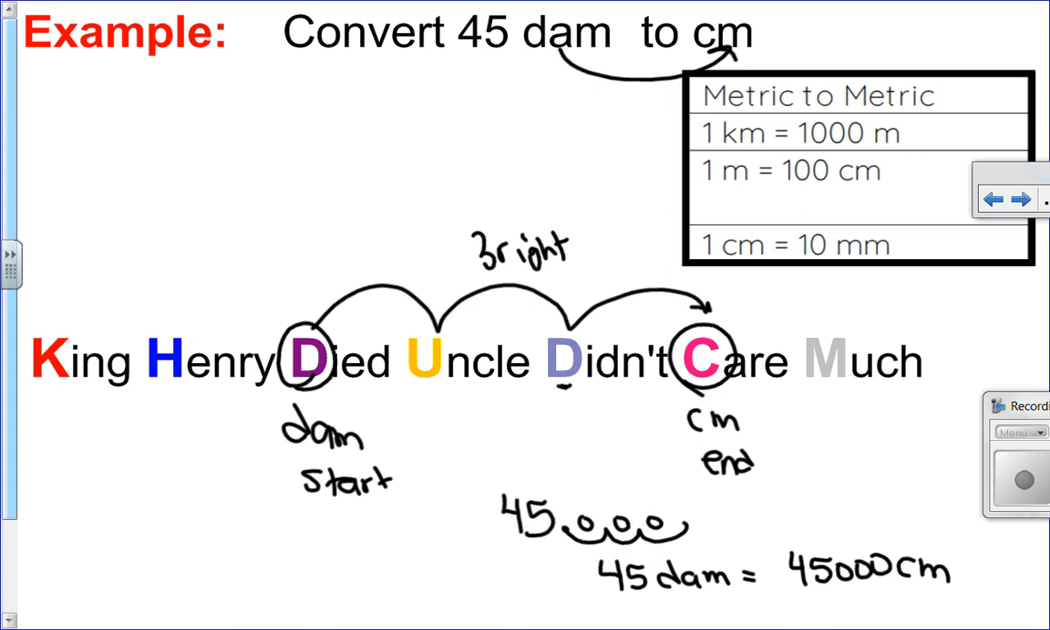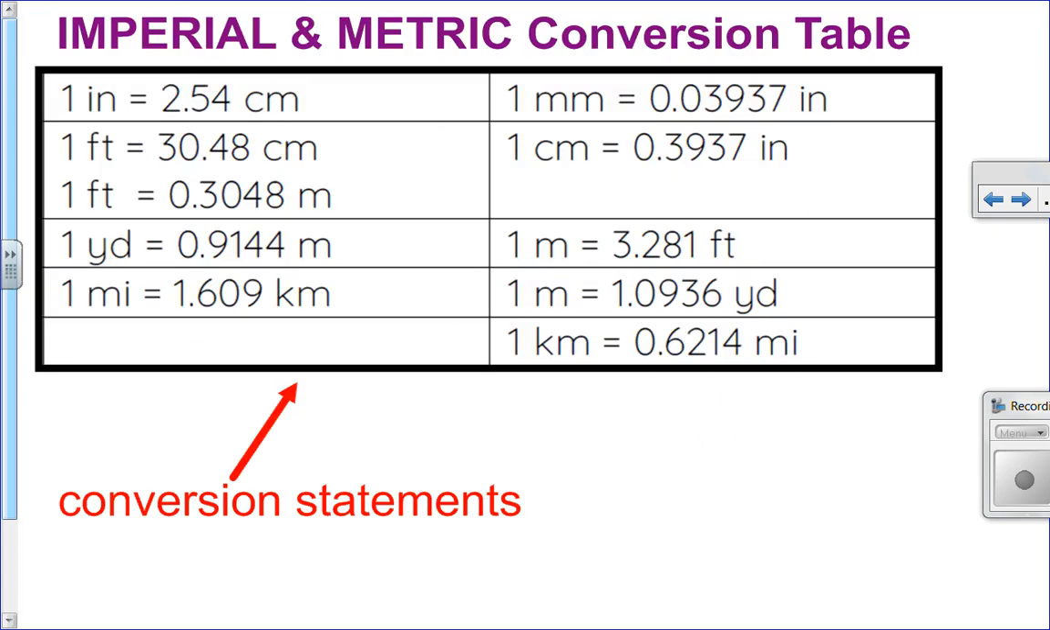So now that we've seen the metric system, let's compare the metric and the imperial system together. This is the conversion table that you have on your formula sheet, and we're going to use it just like we did for all the other questions. Find the conversion you're interested in, and just make sure all your units line up.